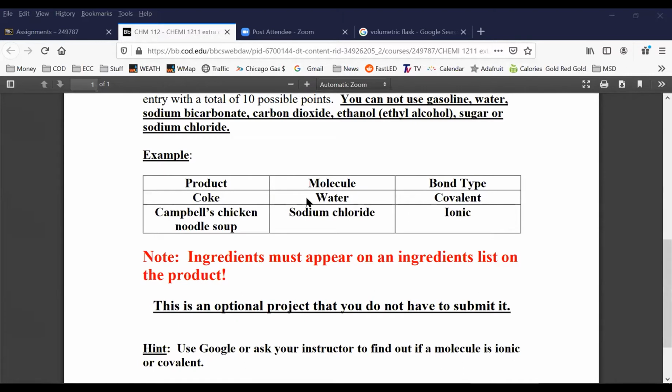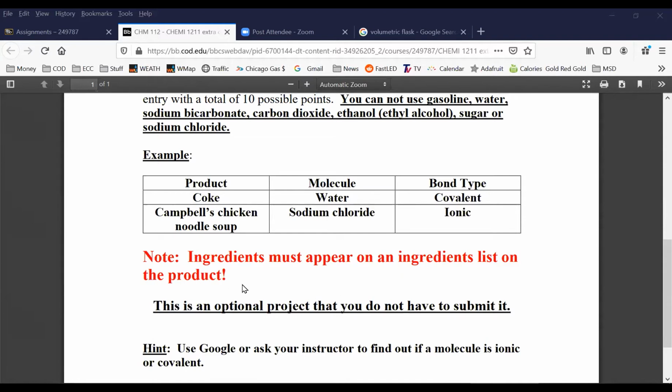This is what your product table would look like: product, molecule, bond type. If you can't use Word, you can always handwrite it and scan it, or take a picture and upload it. Now, important: ingredients must appear on an ingredients list of the product.